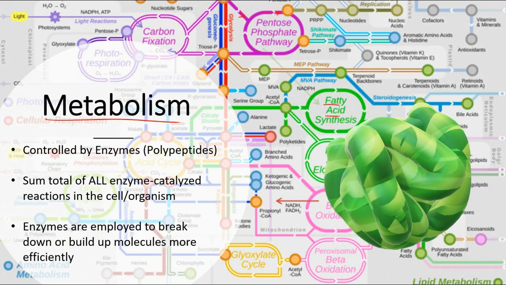Metabolism is controlled by enzymes, which are protein polypeptides, and because all of these enzymes and interactions interrelate and interconnect, metabolism by definition is the sum total of all enzyme-catalyzed reactions in the cell or organism. All of those enzymes working in concert with each other, producing products that each other needs and that each process needs in order to function correctly, is what metabolism is.